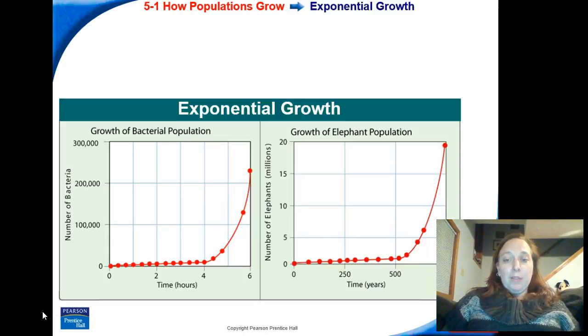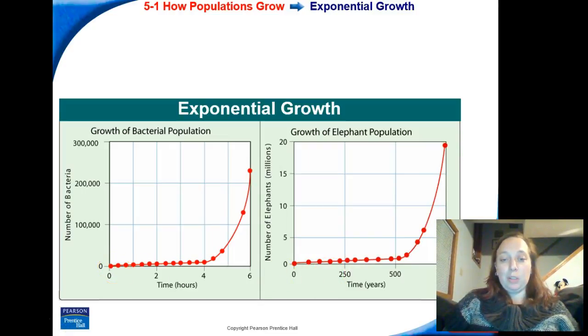So what we do have is just to see what it would look like at exponential growth. Generally speaking, exponential growth is also called a J curve. Notice that this right here is going to show us something very similar to a J shape. It starts out low. Remember that we're talking about populations increasing.